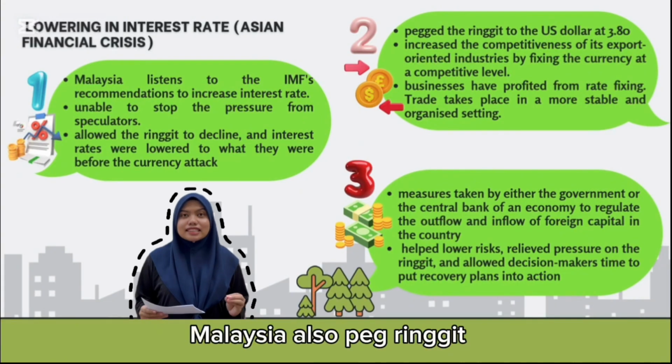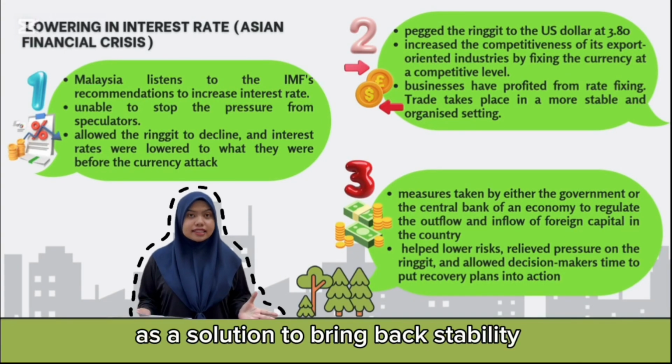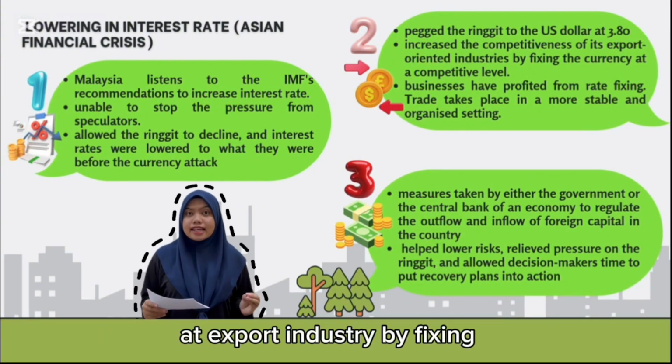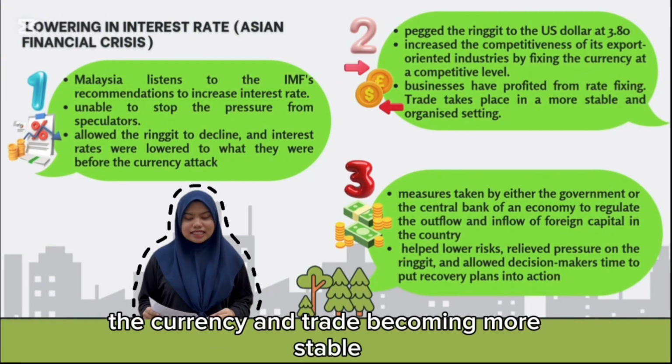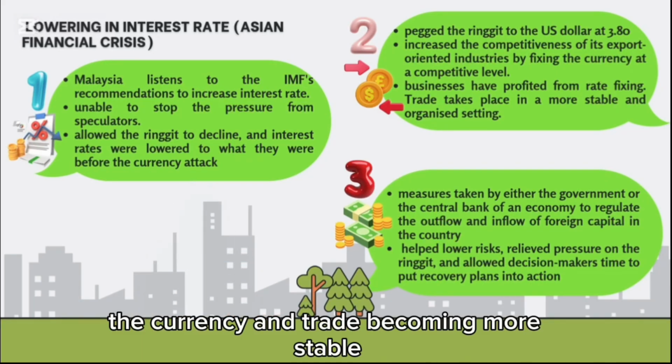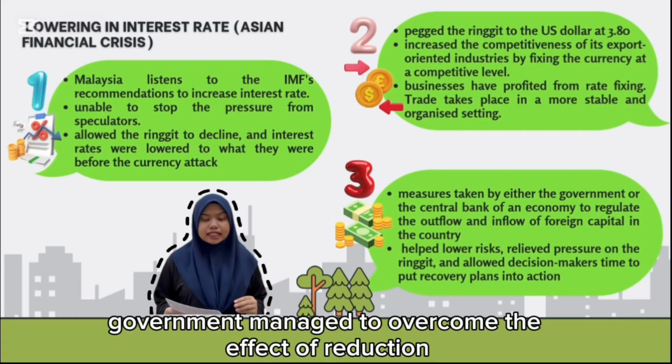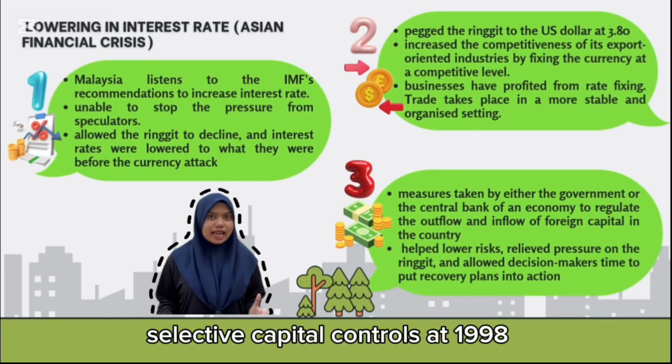Malaysia also pegged the ringgit at 3.80 to the US dollar as a solution to bring back stability, and it helped to increase competitiveness in the export industry by fixing the currency and making trade more stable. Additionally, the government managed to overcome the effect of the reduction in interest rate and implemented selective capital controls in 1998.